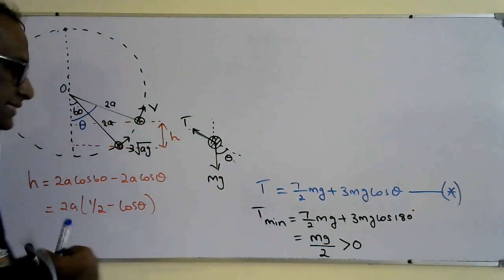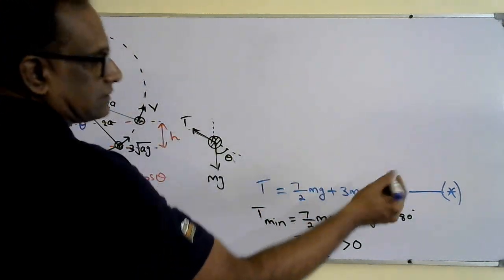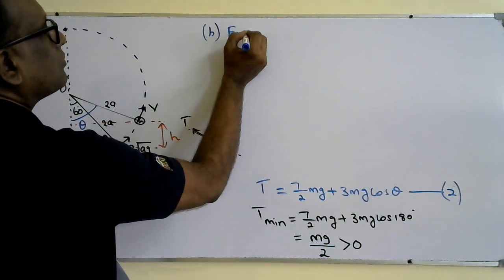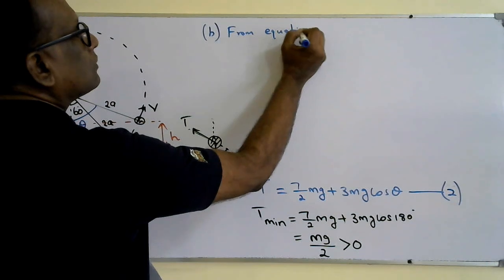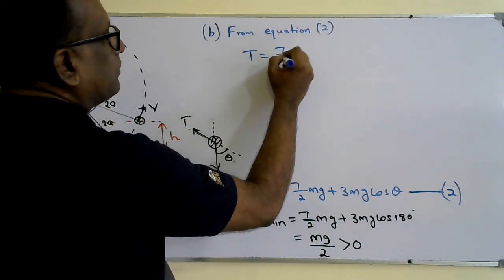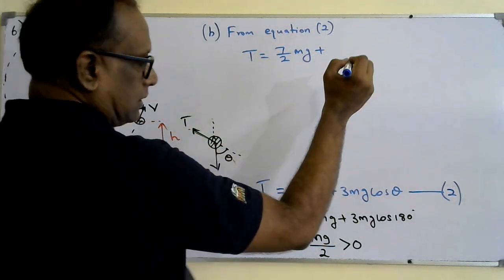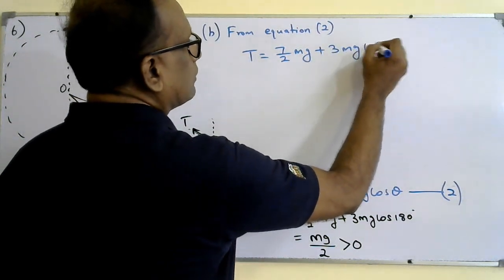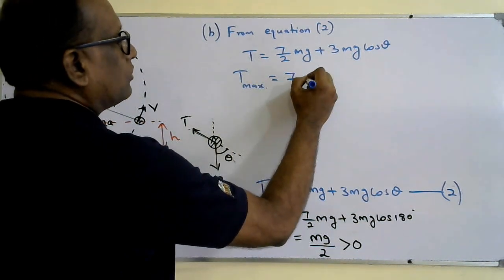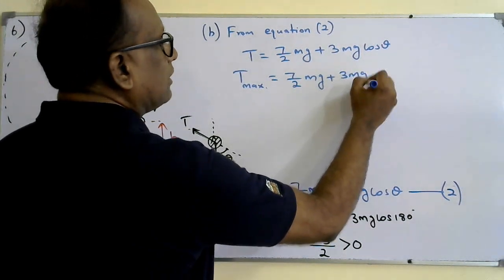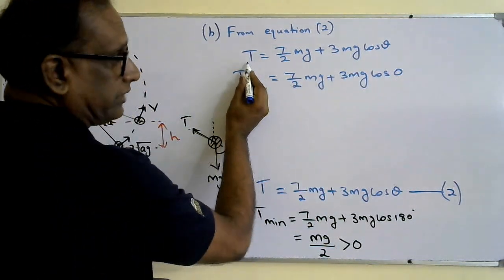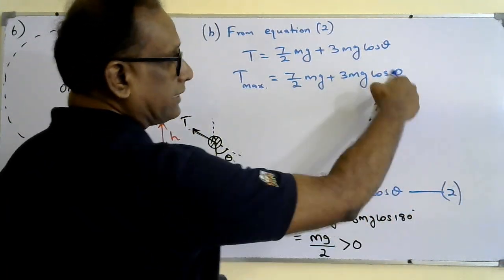Okay, so for part B I'm using this equation, equation 2 or star, whatever you want to call it. I'll write that equation again; I don't need to derive it again because I have already done that. T is equal to 7 by 2 mg plus 3 mg cos theta. So T max is equal to 7 by 2 mg plus 3 mg cos 0. Cos 0 is +1. Theta varies, that decides the value of T. The maximum value of cos theta is +1, that occurs when theta equals 0.